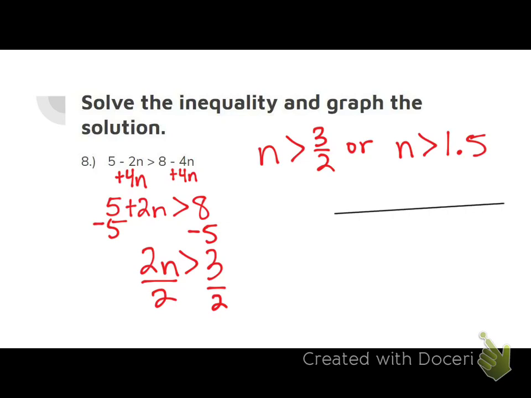When we graph it, are we open or closed at 1.5? Open. 1.5 is where on this line? Between 1 and 2. Open circle, shaded to the right because we had a greater than symbol. Anybody need more time on number 8? Okay, we'll take another moment or two.